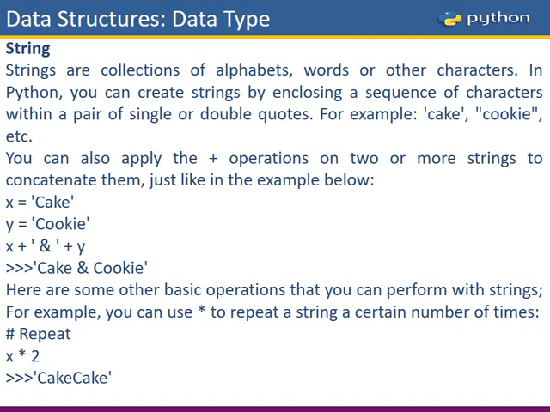We have the string as well as part of the data types. Strings are collections of alphabets, words or other characters, and you can create a string by enclosing a sequence of characters within a pair of single or double quotes. An example of a string is 'cake' in single quotes and "cookies" in double quotes.